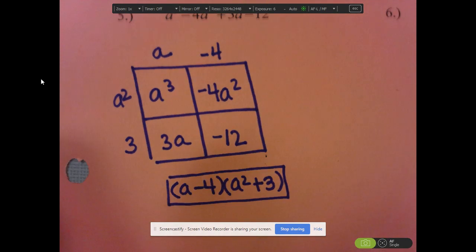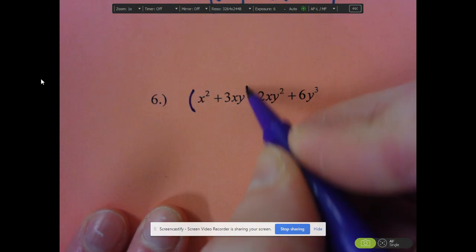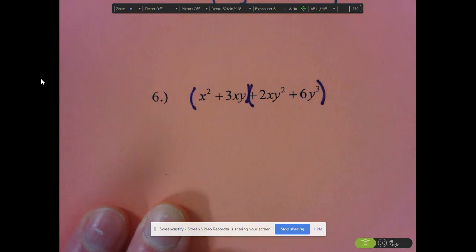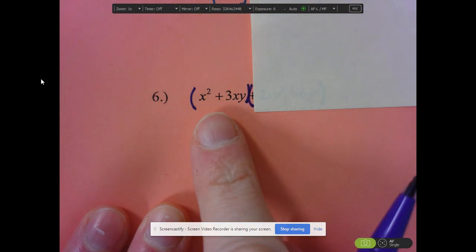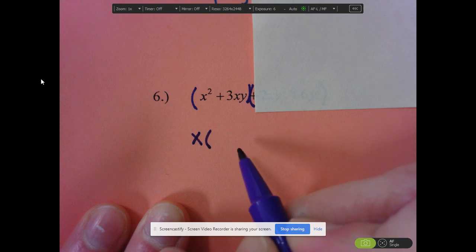All right, so let's do a grouping one. If we like grouping better, parentheses, and we group. I ignore this first group. GCF of this group, x. What's left?